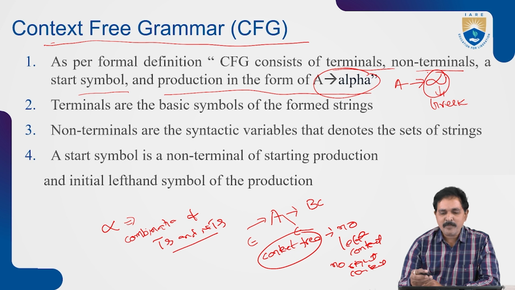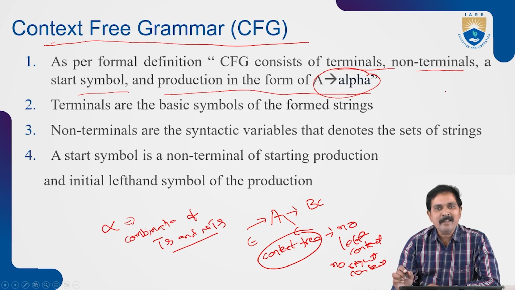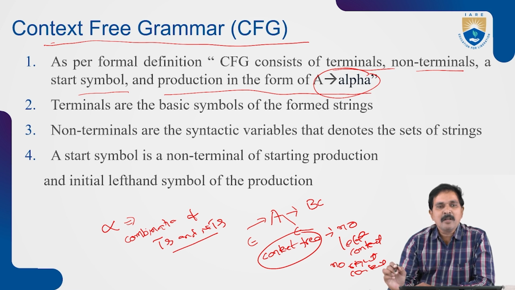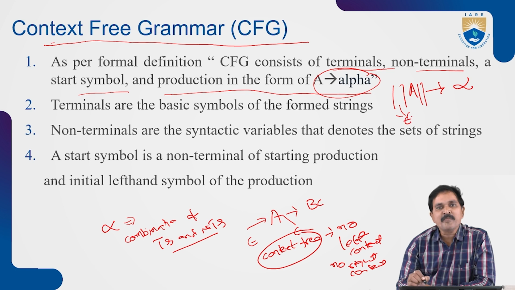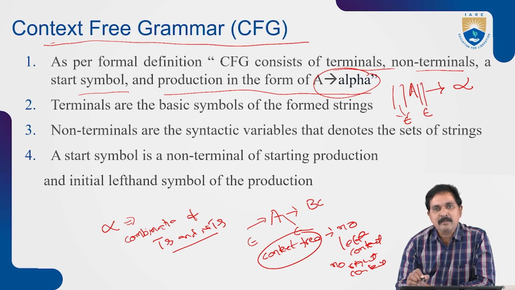In a grammar production, you are taking any grammar rule, there is no left and right context for the left-side variable and the right side. When we define A implies alpha, the part before A is the left context and the part after is the right context. These are null, meaning no left context and no right context. That is the major idea of context free.